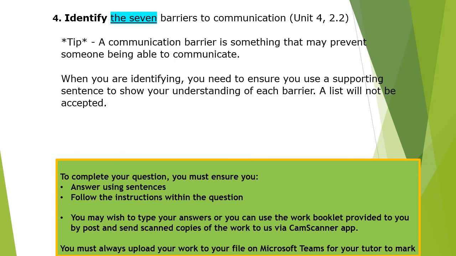And here is question number 4, asking you to identify the 7 barriers to communication. A communication barrier is something that may prevent someone being able to communicate. And obviously, because you're identifying, remember, you must put a supporting sentence to show your understanding of each of the barriers, and a list will not be accepted. You need to put that supporting sentence. So, go and do your research and look at those 7 different types of barriers.